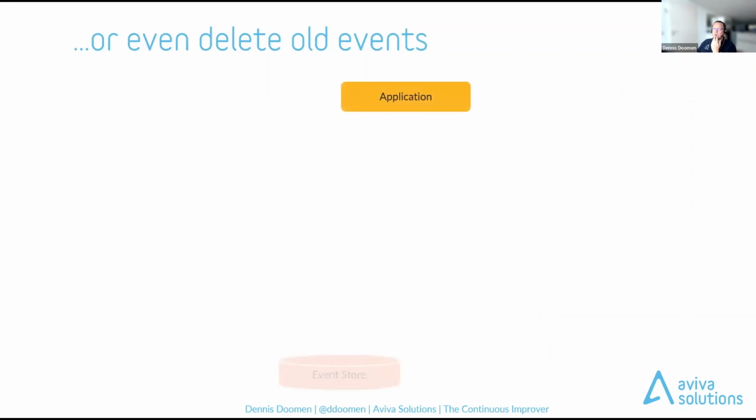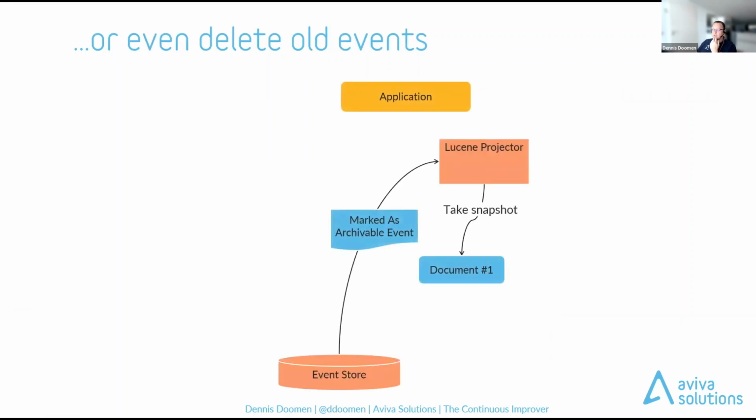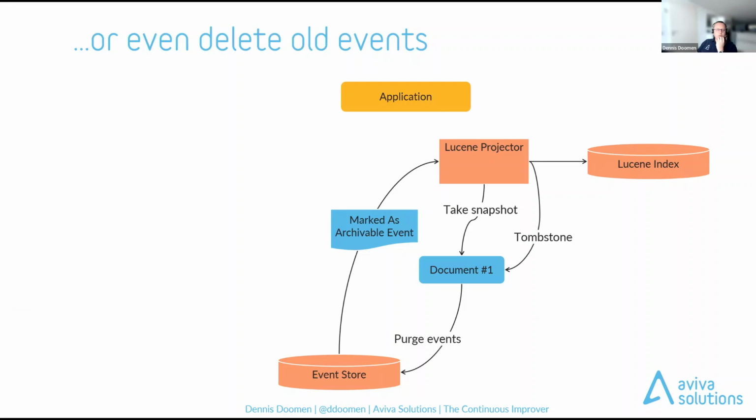Or you can even delete old events. It's a much more advanced option. You actually take a snapshot of a document and then store that, and just tombstone the actual events. So you delete them from the event store because you don't care about the history anymore. You only care about a snapshot of that document for posterity. Maybe you store a PDF of it in Amazon S3 or Azure Blob Storage, and the rest of the system doesn't care about it anymore. Perfectly okay.